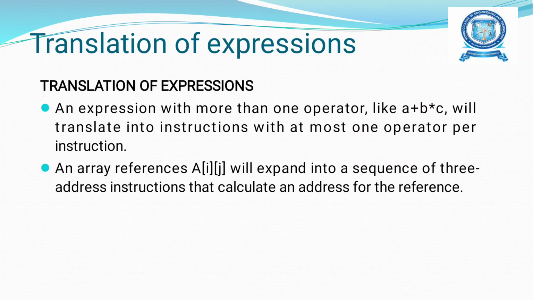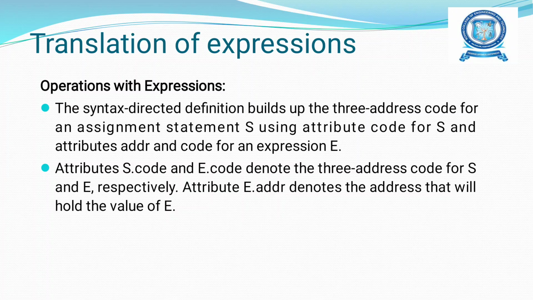Now the translation of expressions. Expressions with more than one operator, like a + b * c, will be translated into instructions with at most one operator per instruction. Operations with expressions can be built by three-address code for assignment statements, using the attributes code for the statements and attributes addr and code for the expressions. The three-address code is generated by using the attributes code and address.